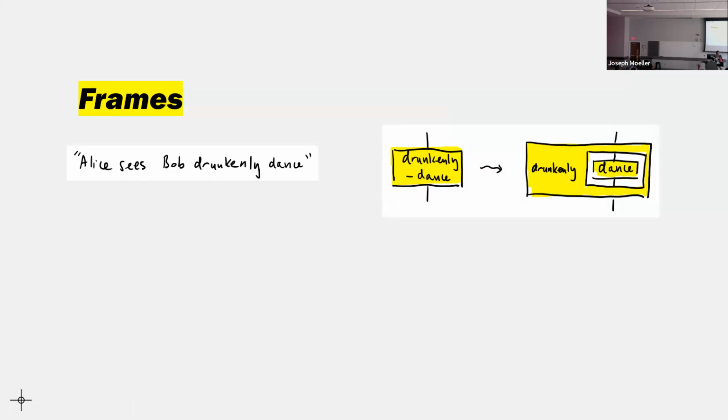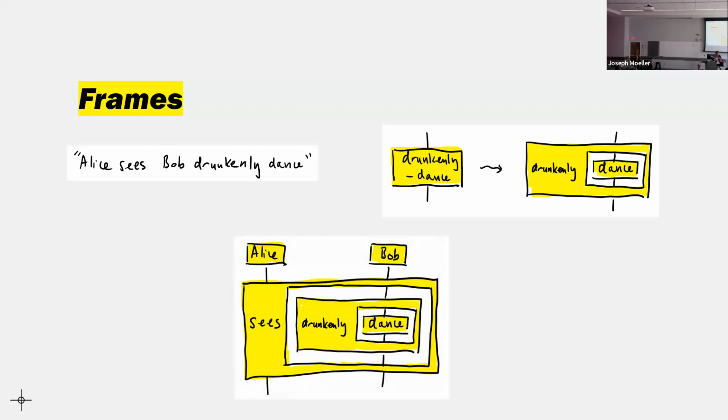And so in DisCoCirc, we have this syntax with what we call a frame, which is like a box with a hole, which is how we depict these higher order functions. And so the DisCoCirc diagram for this entire sentence would look something like this. And you notice that sees here also becomes a frame, because Alice sees Bob drunkenly dance.